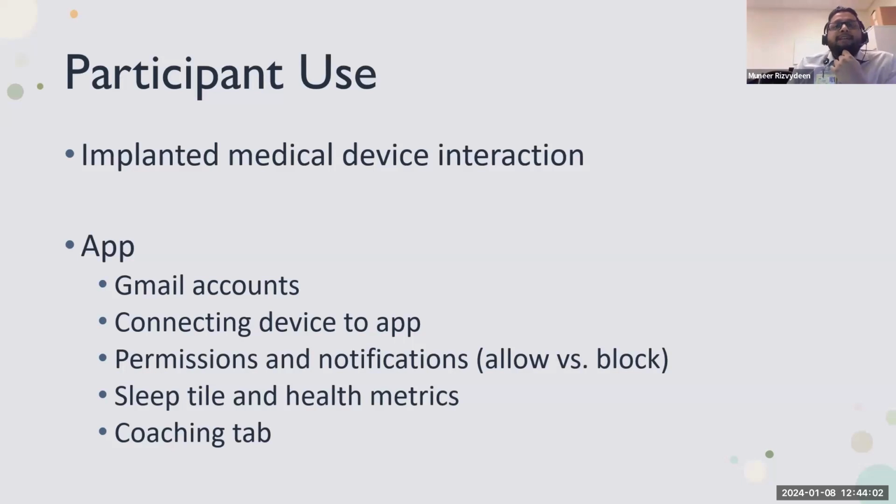On the Fitbit app, we also have them turn off a few things. We turn off the coaching tab. We turn off the sleep tile and health metrics. We don't want the app giving them any kind of feedback that would change their behavior.